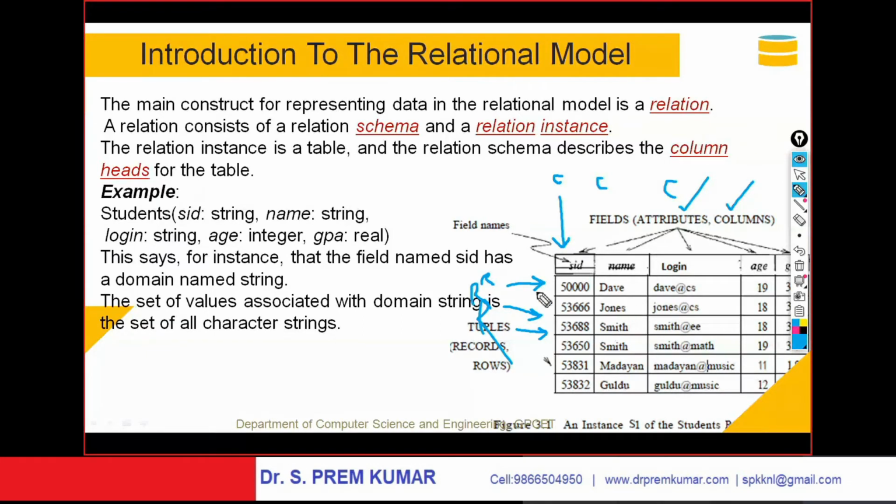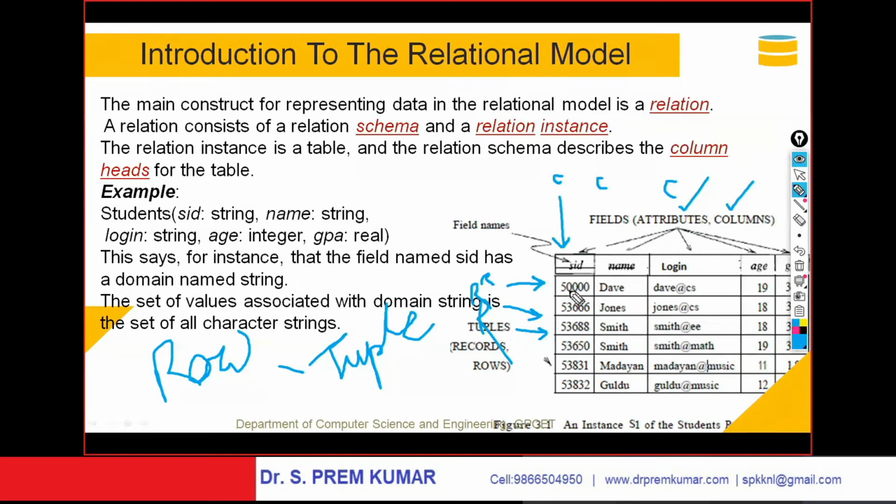The horizontal form, the instance, the data, is called a tuple. This is called either one row or a tuple. You need to remember tuple, T-U-P-L-E. The horizontal form is called a row. We can call it a row, or we can call it a tuple.